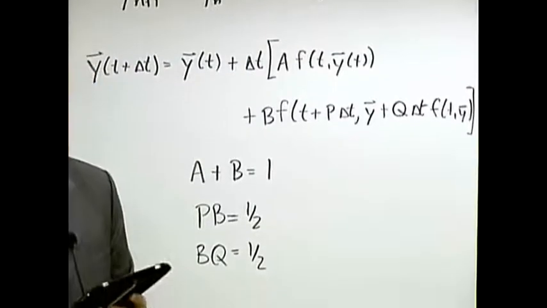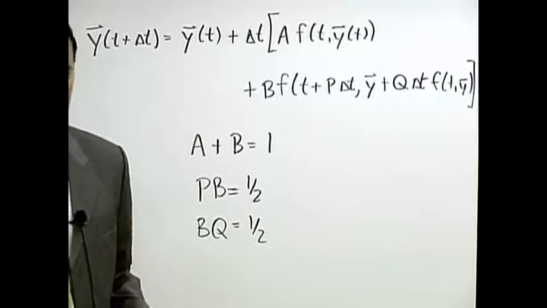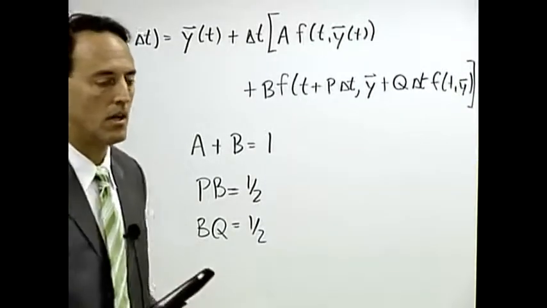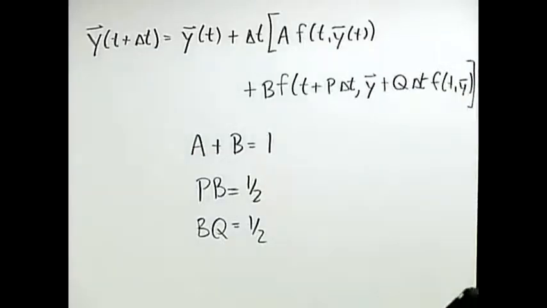I have 3 equations, 4 unknowns. Okay, so I have 1 degree of freedom here. I can pick one parameter to be anything I want it to be, and then the others are constrained. So I have an infinite number of choices. So if you're into numerical analysis, you are like, yes, there's a PhD thesis right there. By the way, it's already been done, so don't get any ideas.